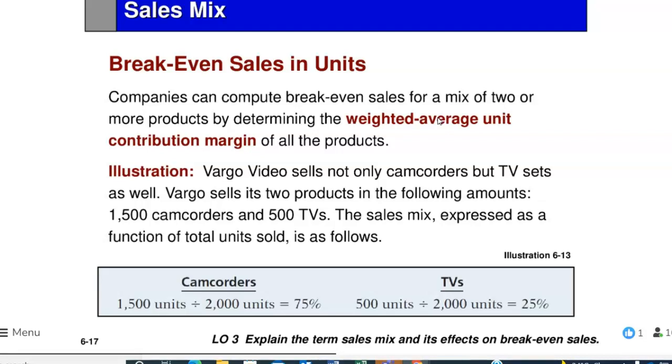For example, now our friend Vargo Video not only sells camcorders, but they also sell televisions. Now, when we're talking about a company that sells more than one product, each of those products has their own selling price, their own variable costs, and their own contribution margin. But the fixed costs support all the products. You understand what I mean? Vargo's fixed cost of operating this business supports both television and camcorders.